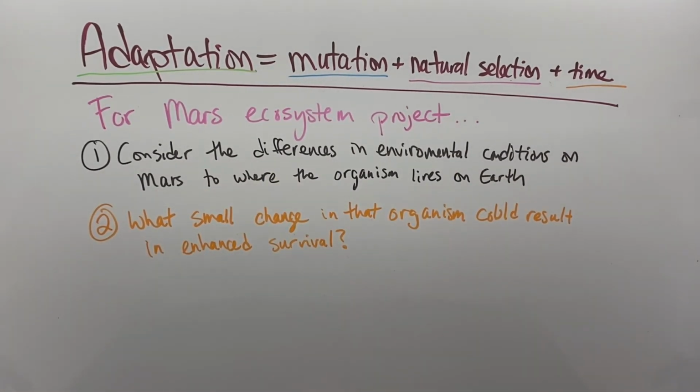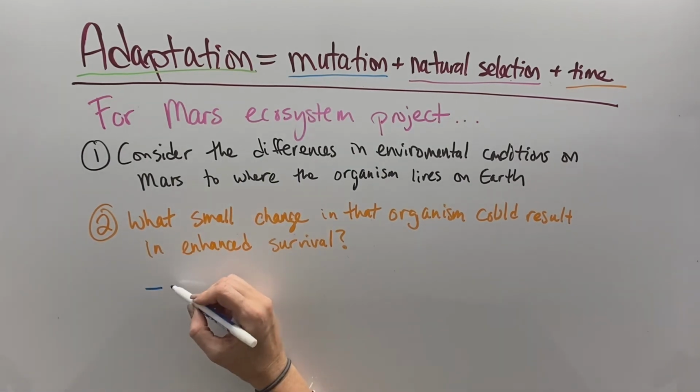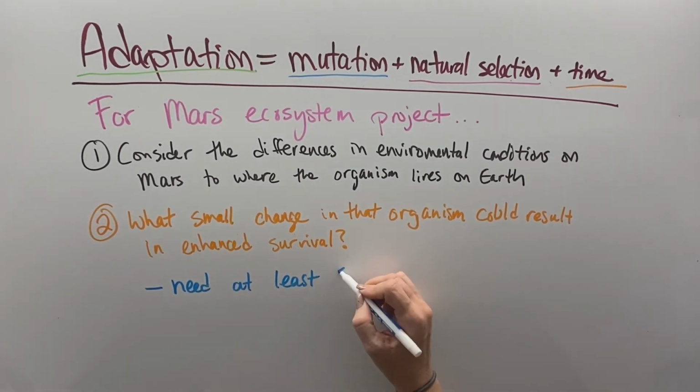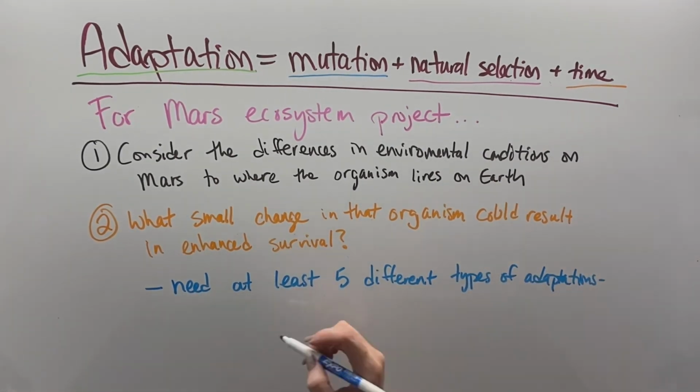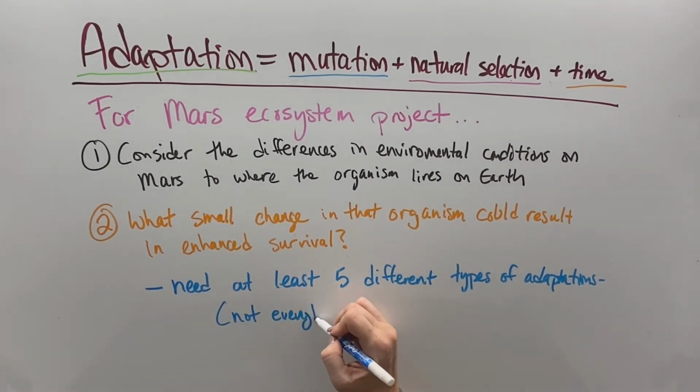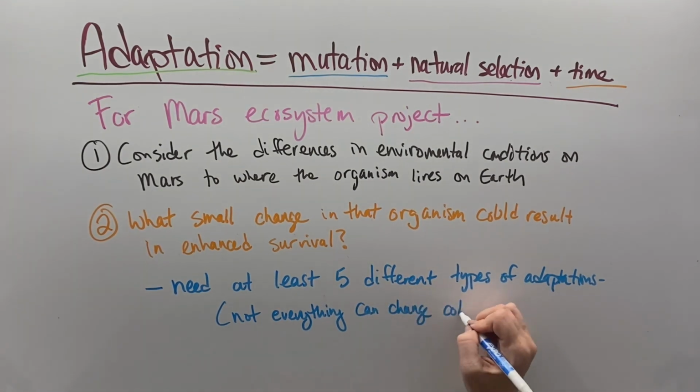So think about what those small differences might be that would result in enhanced survival. And you're going to talk about what ways adaptations might occur in those organisms over time. We need at least 5 different types of adaptations. Everything can't just change color. So be creative and have fun.